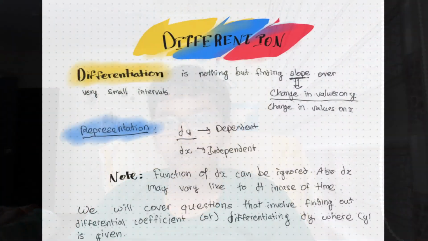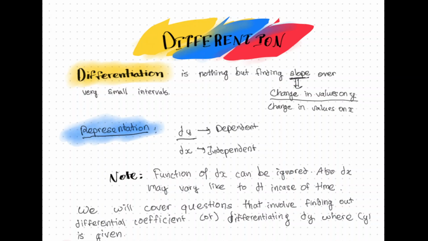Differentiation is a function, you could say, where you simplify or break down a large quantity or slope into small intervals. So it's like finding the slope over a very small interval, like change in values of y and x. Slope is the change in values on y divided by the change in values on the x-axis.